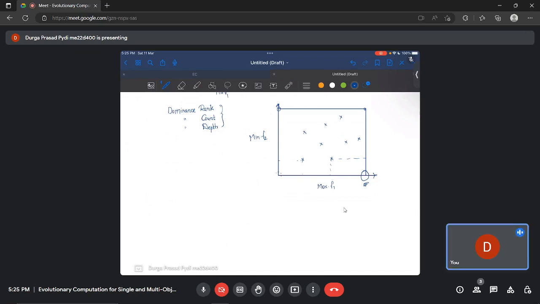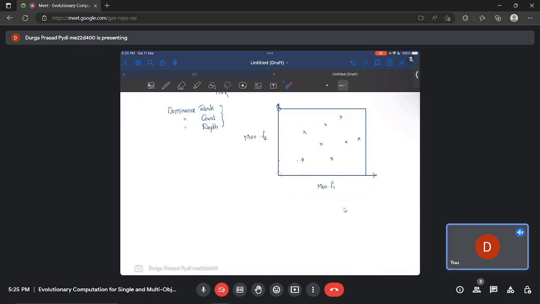Now say you want to maximize both of them. Then your ideal point will shift somewhere here, and here your rectangles will be something like this.